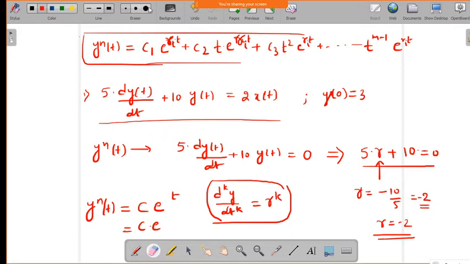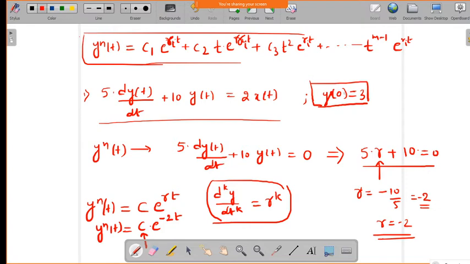So since there is only one root, we can take it as e power rt. Now substitute this r, so we will get e power minus 2t. This is the solution to this differential equation, yn of t. Now we need to find out the value of the constant. For that we need to use the initial condition, and you have to find out the value of the constant.